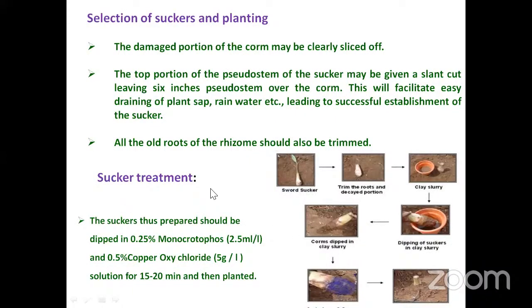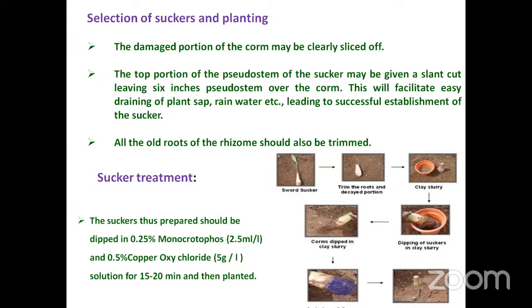Coming to the preparation of combs for planting, the damaged portion of the combs should be cleanly sliced off, which is called paring, and the top portion of the pseudostem of the suckers may be given a slant cut, so that it facilitates easy draining of the plant sap and water, leading to successful establishment of the sucker. Coming to sucker treatment, suckers should be treated with monocrotophos at 2.5 ml per liter along with 0.5 grams per liter copper oxychloride, dipped for 15 to 20 minutes and then planted.